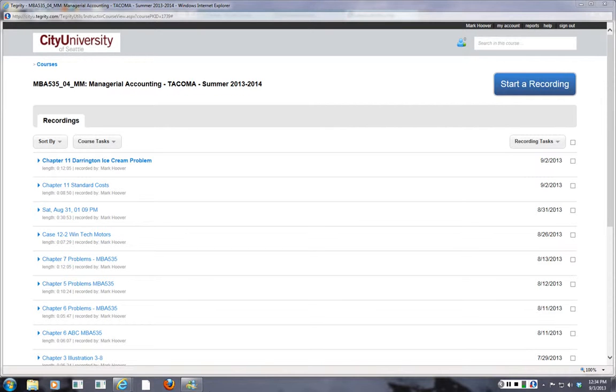Chapter 13, we didn't do chapter 13, we did chapter 14. And chapter 14 is why managers analyze statements. In that we talked about horizontal and vertical analysis of statements. We talked about different ratios, profitability ratios, turnover ratios, debt-related ratios, and all those things are important.